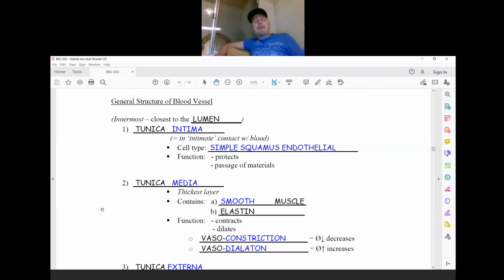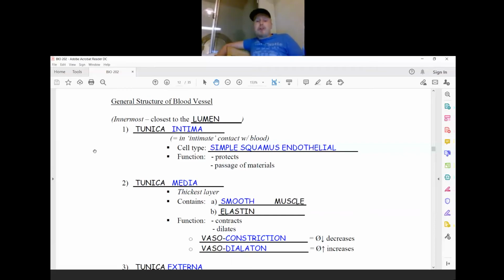Tunica intima, really its function is to protect the other layers, and it is a very thin, single layer of these cells so that the materials are able to pass through this layer easily. Well, the middle layer of the blood vessels is called tunica media. Tunica media is the thickest layer, the middle layer, and there can be either smooth muscle or elastin, or both.